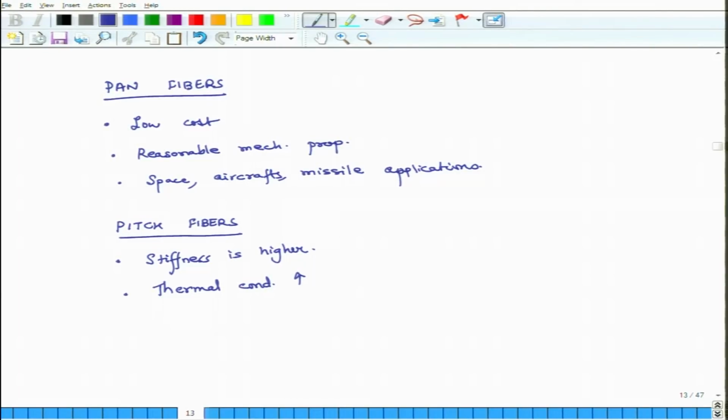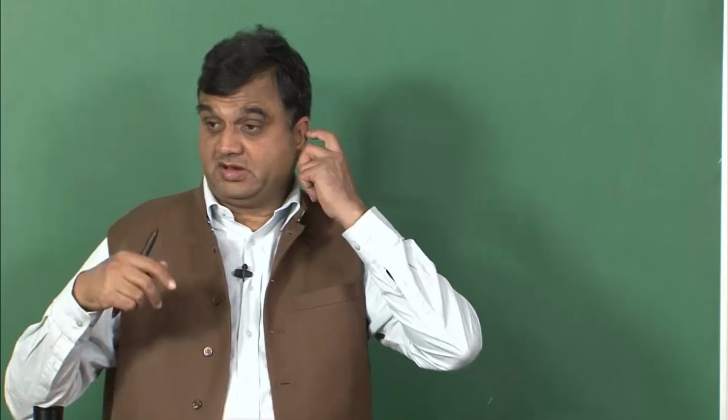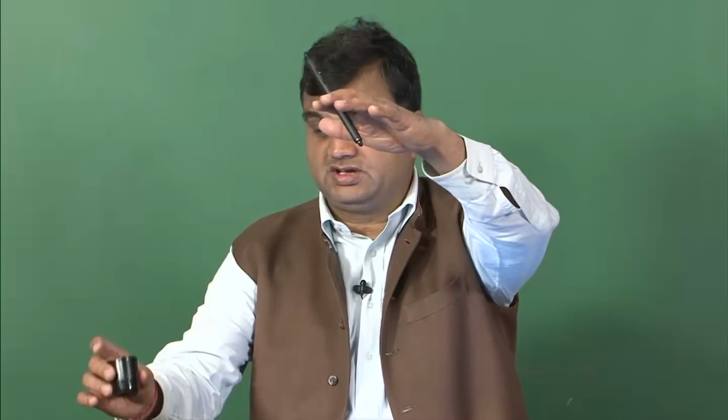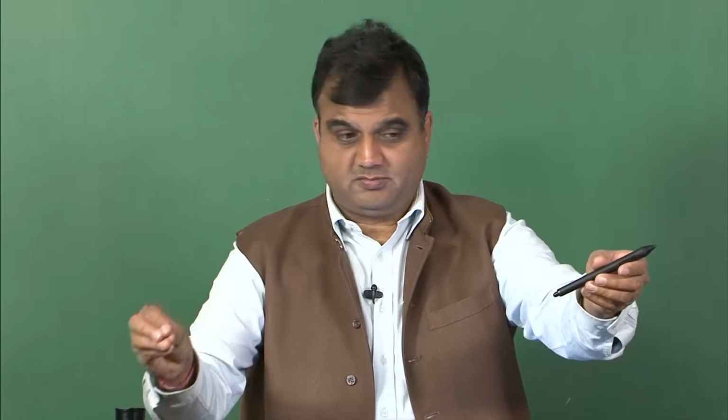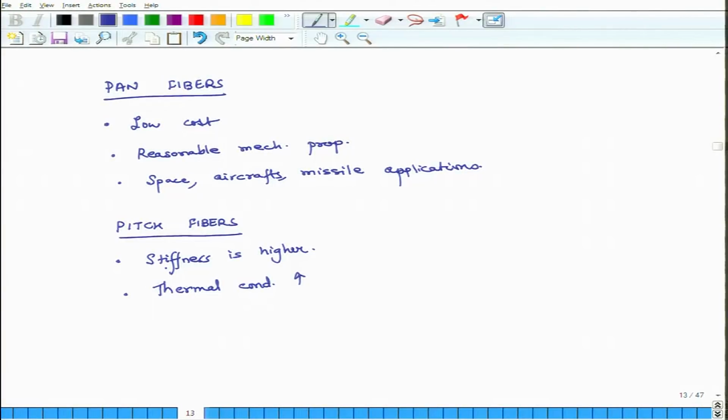As a consequence, especially in space applications, if you have to transfer heat from one part to the other... On Earth, if this part is hot and this part is cold, because of convection heat will flow because of air, but in space there is no air. So, if I have to transfer heat from a very hot part to some part which is cold, I connect them with pitch fibers, or with a structure which has pitch fibers, and pitch fibers have very high thermal conductivity. So, that heat can be directed in a particular way. These are two important points about pitch fibers, and then the last one is rayon.